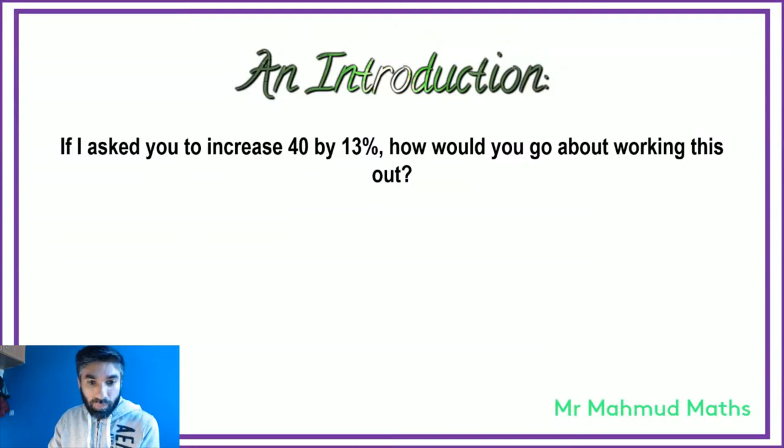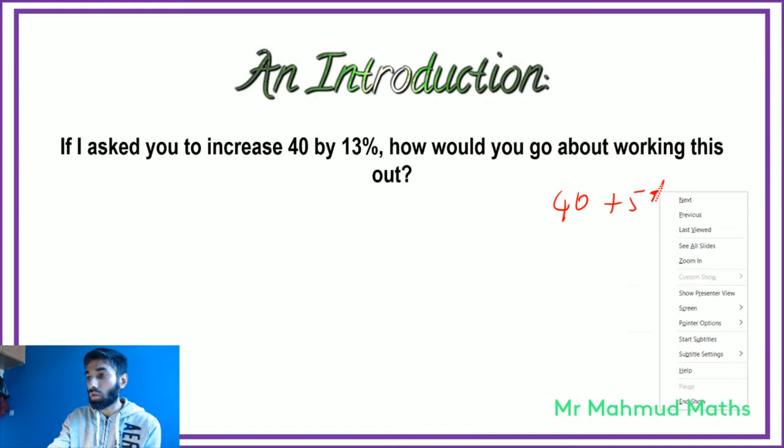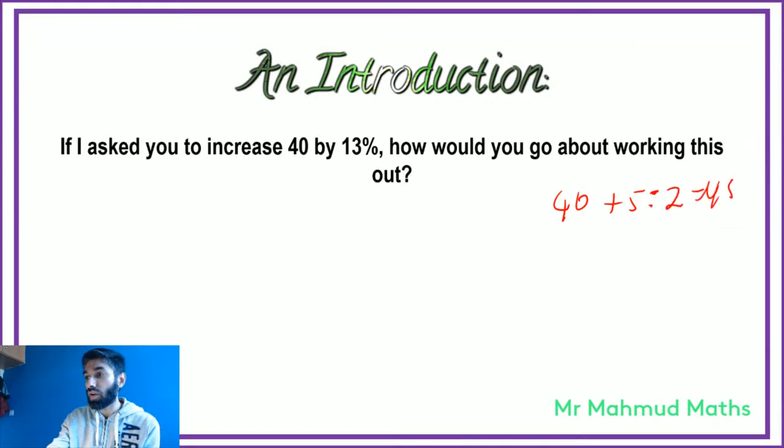Now, have a think about it. If you times it by 0.13, I will get 13% of 40, but I want to increase 40 by 13%. If you times 40 by 0.13, it gives you an answer of 5.2, which is less than 40. But if you increase 40 by 13%, it should give you an answer bigger than 40. So that means we need to add that 40 to 5.2. If I add 40 to 5.2, that gives us 45.2, which is increased.